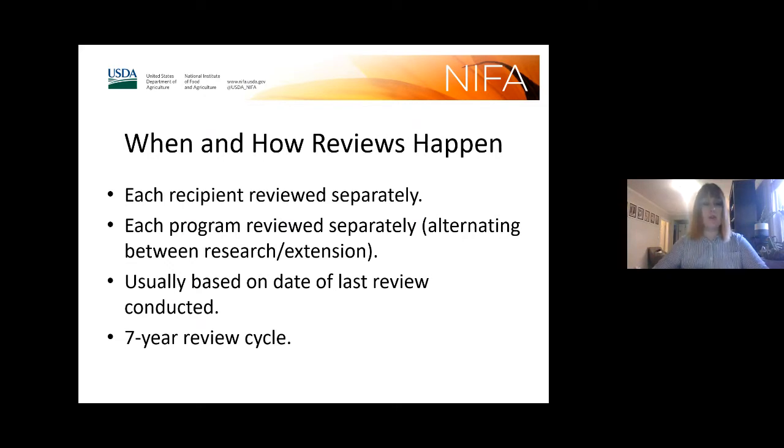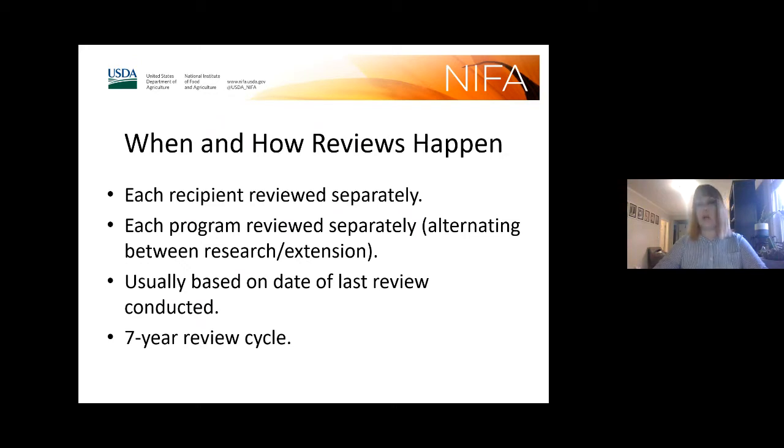These reviews, our review cycle and who we decide to review next, are usually based on the date of the last review conducted. So everyone goes in order of when their last review was conducted. The reason this says usually is because NIFA has a right and an obligation to initiate compliance reviews in cases where we believe there may be a systemic issue that needs to be addressed.